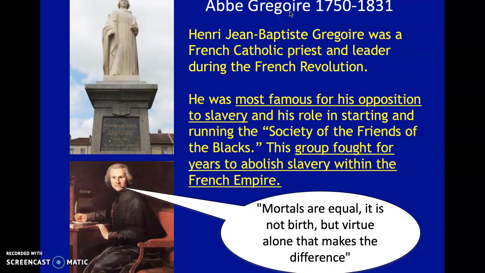Okay, so there's some detail about Abbé Gregoire. So he's connected to our study of the French Revolution. He was a priest. He was one of the signatories of the Universal Declaration of the Rights of Man. So if you remember that famous painting of everyone pointing to the light as they held up this document, he was there, and he opposed slavery before the French Revolution, running a group called the Society of the Friends of Blacks. And that's an interesting quote from the Abbé Gregoire there. Mortals are equal. It is not birth, but virtue alone that makes the difference.